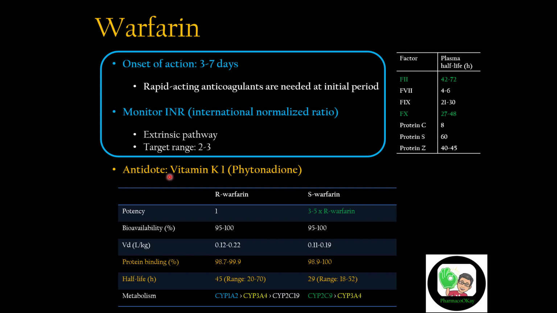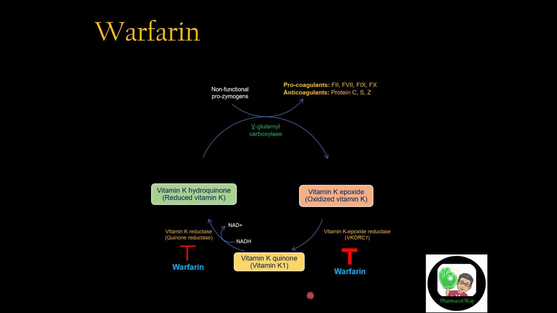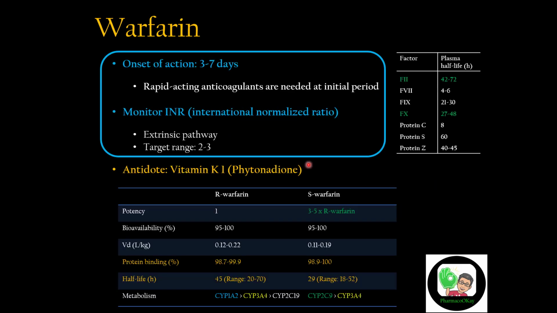And the antidote for warfarin is vitamin K1 or phytonadione, since vitamin K1 does not require the vitamin K epoxide reductase enzyme in order to be converted into a reduced vitamin K. So it bypasses this step. So it could act as an antidote of warfarin, especially in case of serious ADRs like severe bleeding.